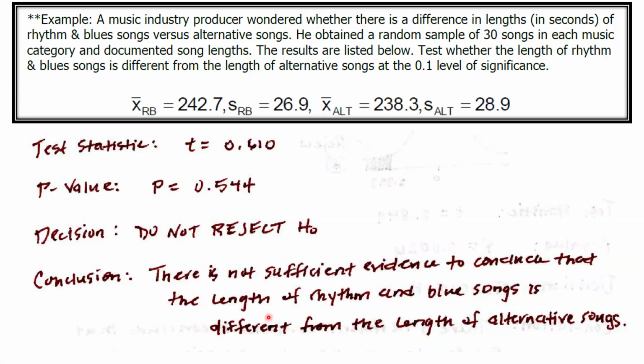The p-value, which was 0.544, is very high. So there's a 54% chance we'd see a difference this large just by random chance. The practical interpretation would be that song length is basically the same across the two genres. So that 4-second difference is not as meaningful in practice.